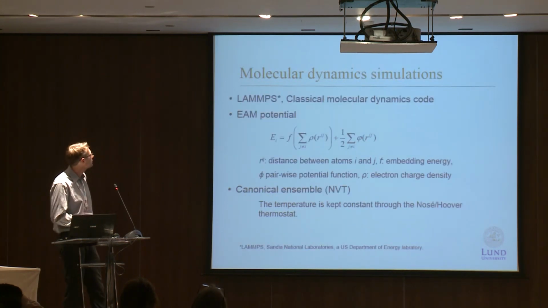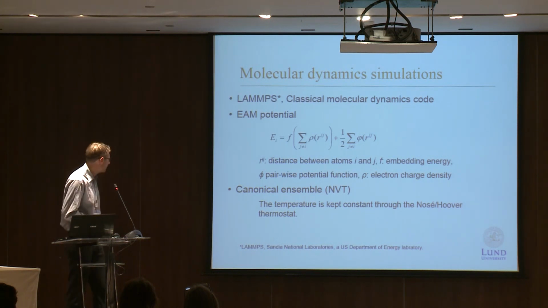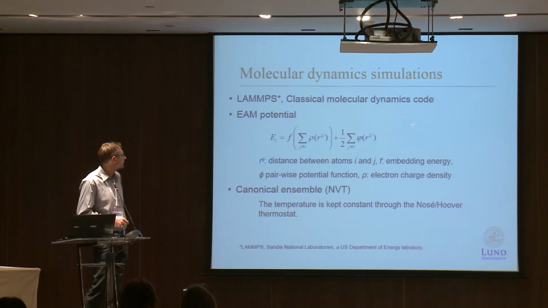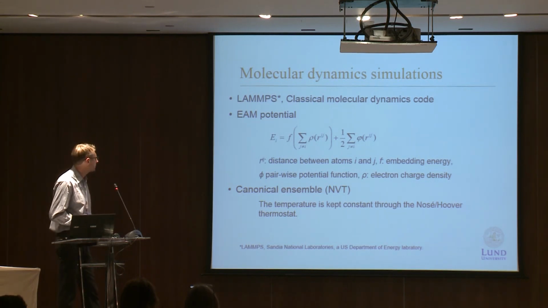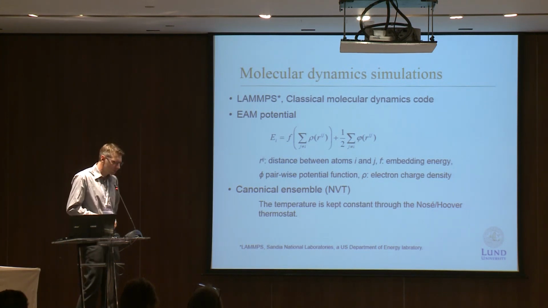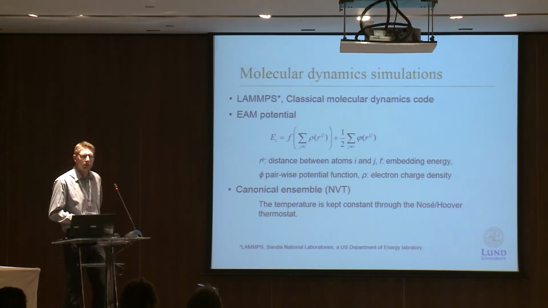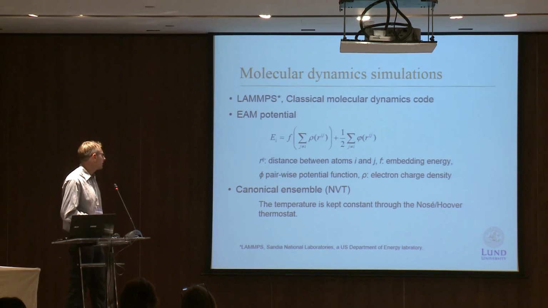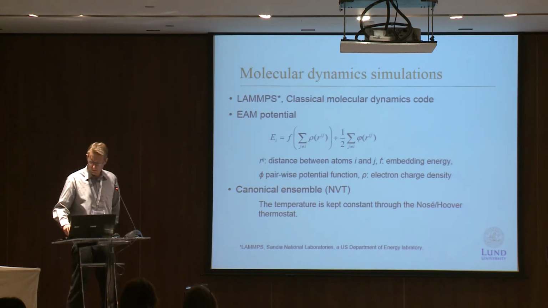To do these simulations, we have used molecular dynamics simulations. We have used a computer program called LAMMPS. It's a classical molecular dynamics code. It's freeware, so everyone can use it. In this code, we have used the EAM potential to describe the interaction between atoms. This is a well-known potential for FCC crystals, and it contains 2 different parts: one has to do with the electron charge density, and one is a pairwise potential function. When we do the time integration, we have used a canonical ensemble, usually called the NVT ensemble, where we keep the temperature constant at our 2 different values. This is done by using a Nosé-Hoover thermostat in the simulations.